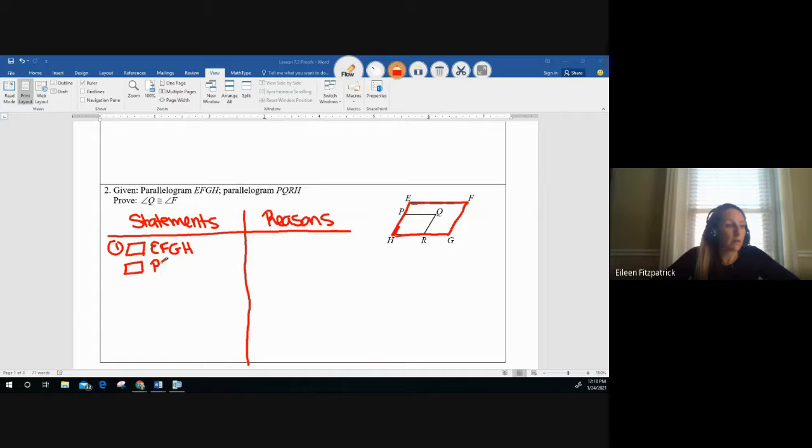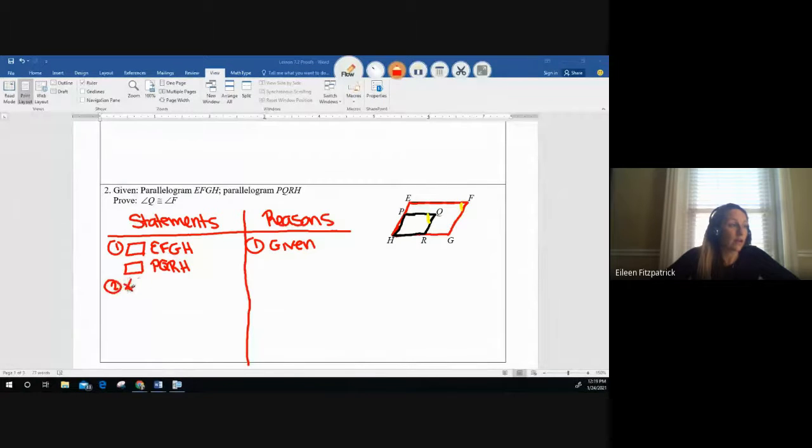You're also told that PQRH is a parallelogram. That's all given. And I will trace over that one in black. All right, so this one here is also a parallelogram. Now we want to prove that angle Q, this angle right here, is congruent to angle F, this angle here. Okay, that's what we're trying to prove. Well, let's first somehow introduce F or Q into the proof. Let's talk about what we know about one of those two angles. So you pick. Okay, let's say something about angle F.